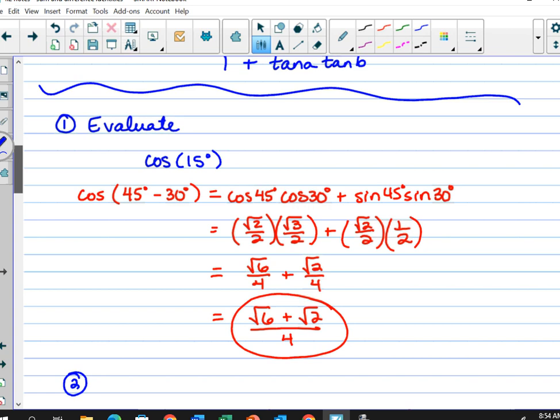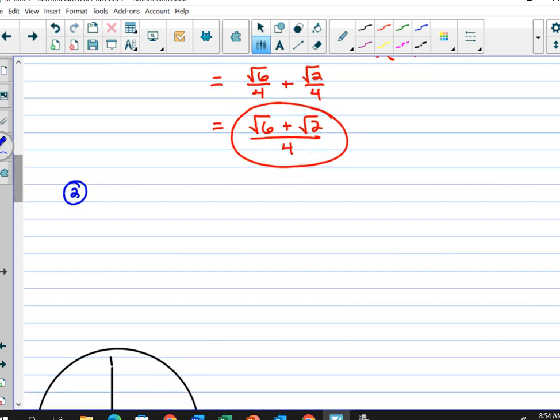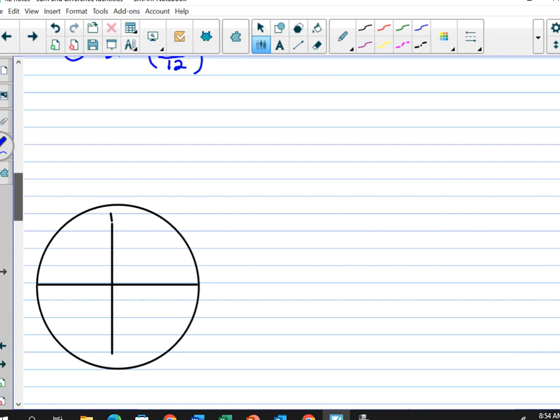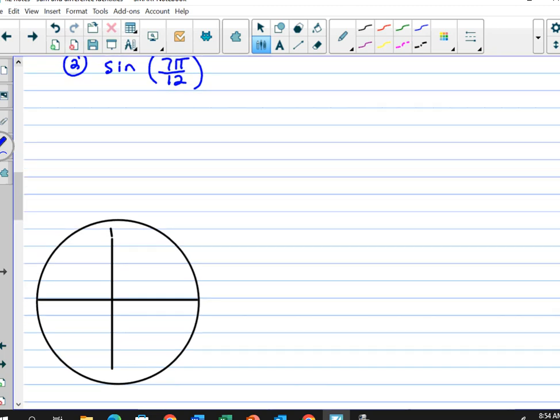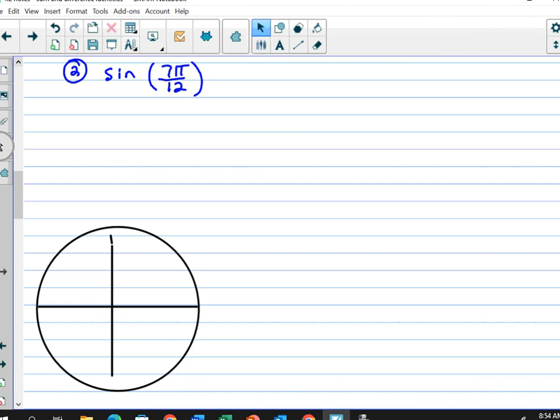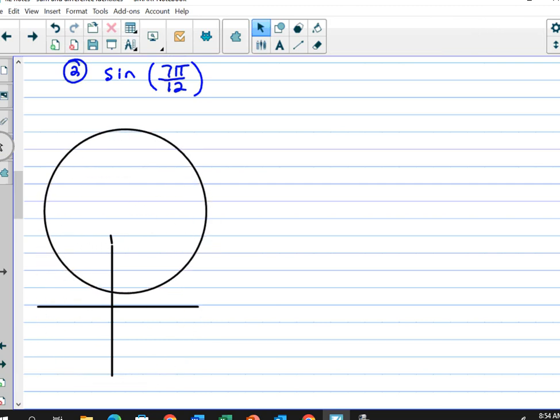Ignore the weird circle right there, guys. Foreshadowing. All right, sine of 7 pi over 12. That's why the weird circle's there. Sorry, guys, my scrolling is really poor. This up here, what is it?